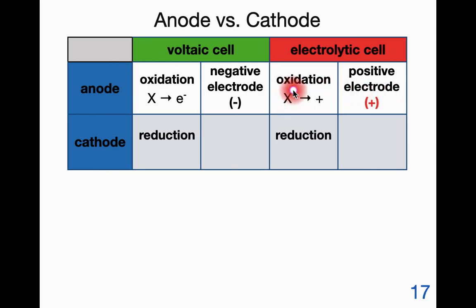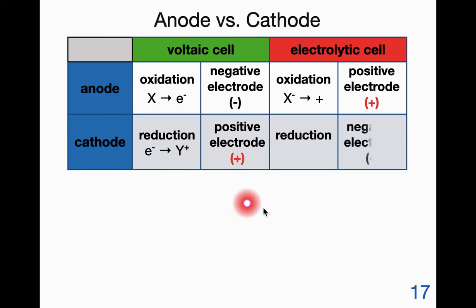The negative ion that is in the electrolyte is attracted to the positive post of the battery, so that is the site of oxidation. For the cathode, it's the positive electrode for a voltaic cell, and the electrons are being attracted to the positive ions in solution. For the electrolytic cell, it's the negative electrode, where the positive electrolyte is attracted to the negative post of the battery.